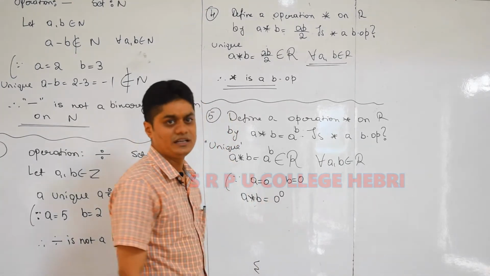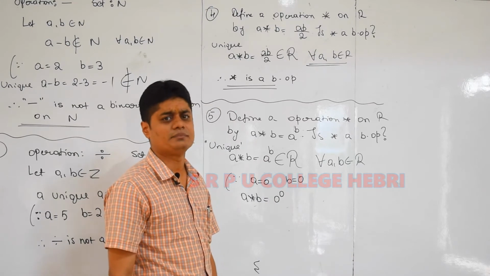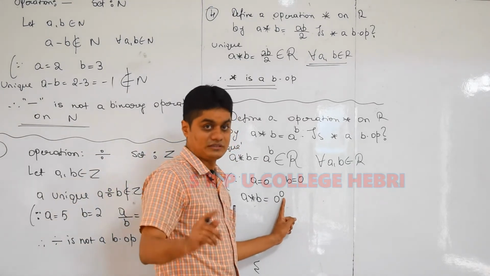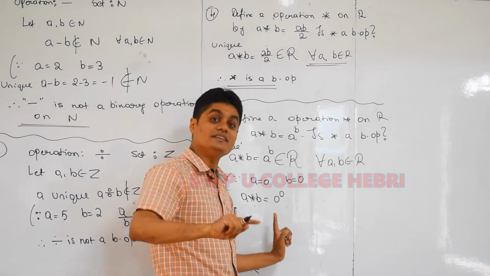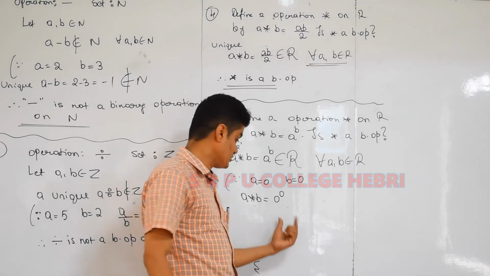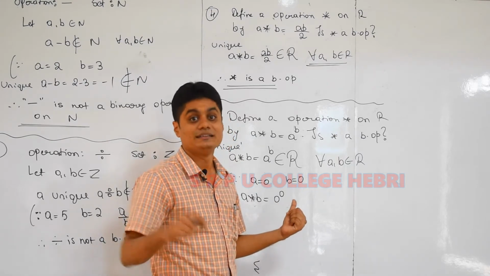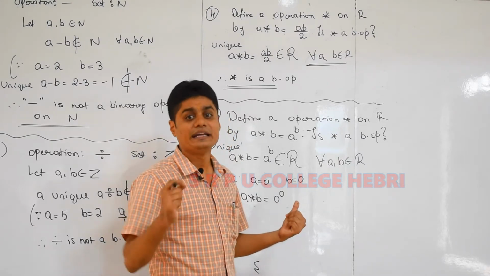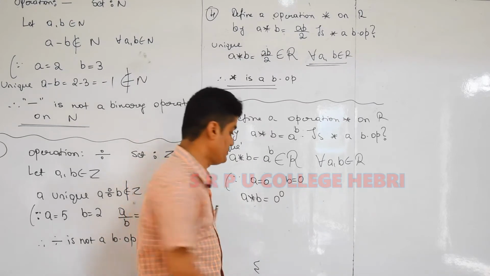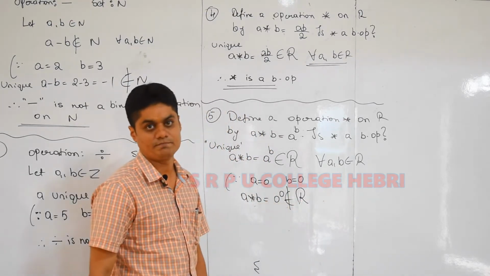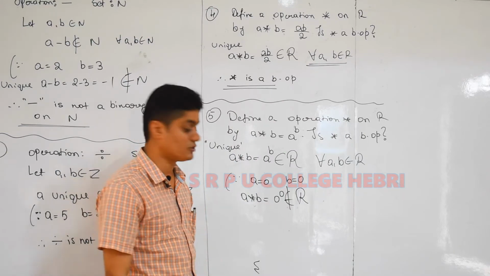Is 0 power 0 a real number? Is it a well defined number? See, when the power is 0, we say the answer is 1. When the base is 0, the answer is 0. So here two values came. There are two possibilities, there is no definite value. This is called an indeterminate form. An indeterminate form definitely does not belong to R. Remember, 0 power 0 never belongs to R.